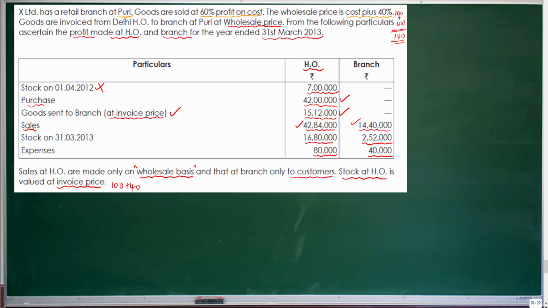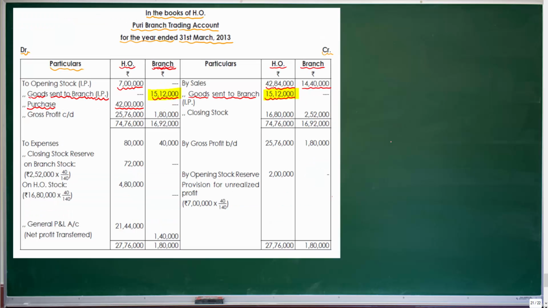You have stock on 31st March 2013, that is 16 lakh 80,000 under HO and 2 lakh 52,000 under branch. So we'll write by closing stock 16 lakh 80,000 under HO and 2 lakh 52,000 under branch. Okay. Now what we'll do, we'll total the higher side. Credit side appears to have higher total. So for HO column, the total is 74 lakh 76,000. For branch column, the total is 16 lakh 92,000. We'll take the total to the debit side also. We'll reproduce 74 lakh 76,000 for HO column, 16 lakh 92,000 for branch column.